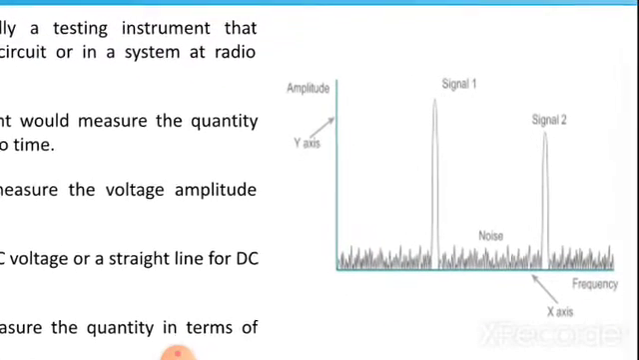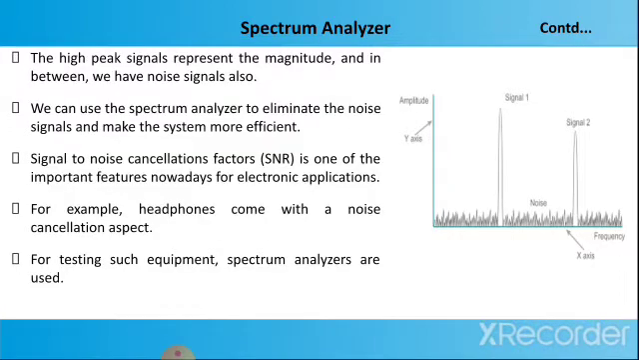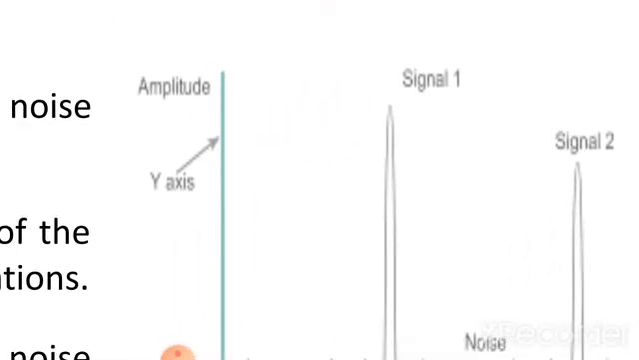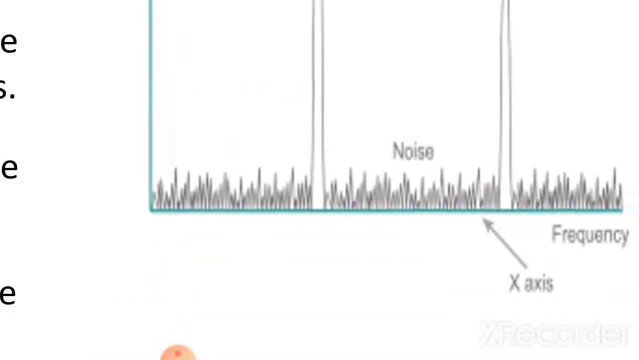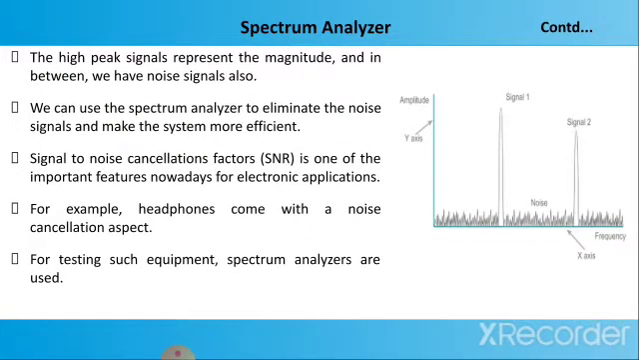You can see in this diagram. As shown in the diagram, the spectrum analyzer measures the amplitude in the frequency domain. The high peak signals represent the magnitude, these two are the high peak signals, and in between we have noise signals also. We can use the spectrum analyzer to eliminate the noise signals and make the system more efficient.